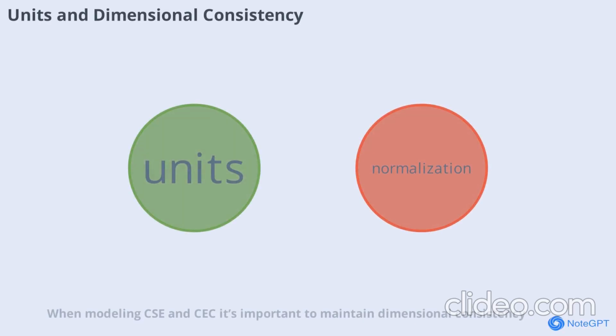In modeling CSE and CEC, it's important to maintain dimensional consistency. CSE might have units of current or energy, while CEC is often dimensionless or normalized by a characteristic scale. This ensures that the resulting equations are physically meaningful and can be implemented in real systems.